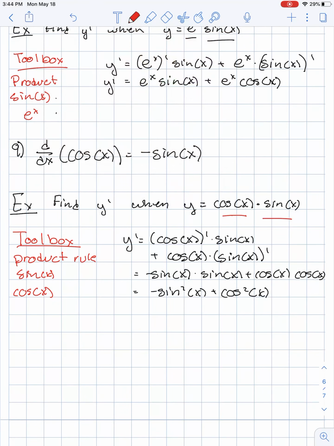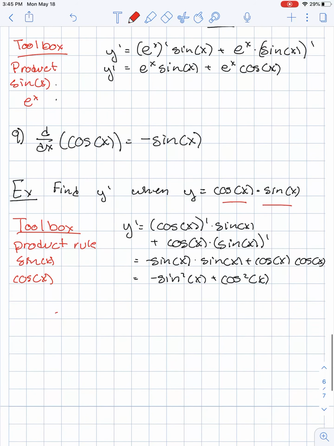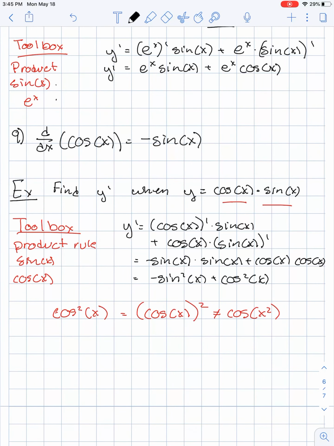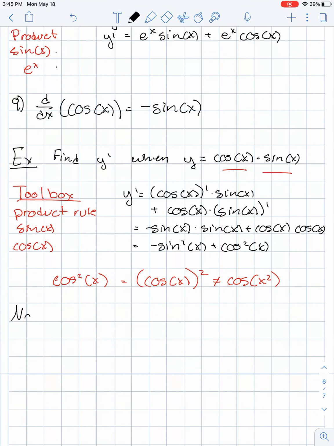We write this little squared right in front of sine, kind of just like how we do this similarly for logs. So when I say cosine squared x, that equals cosine of x, quantity squared. It does not equal cosine of x squared. Two different things. Okay? Just want to clear that up if anyone was confused. So I want you guys to notice something really interesting.